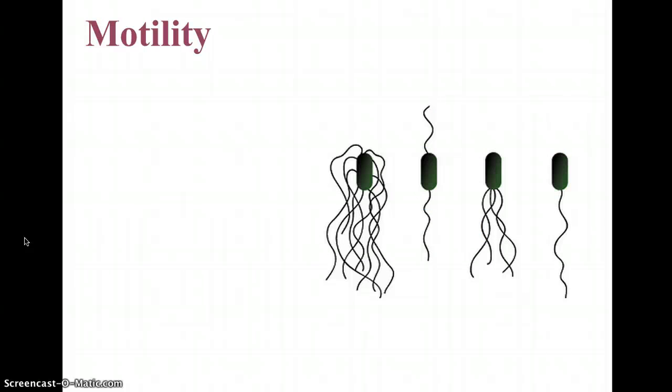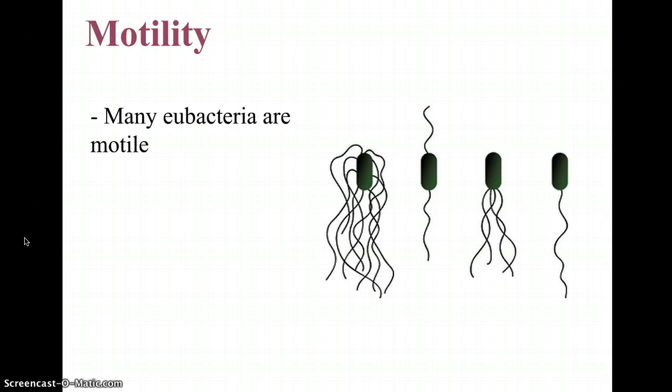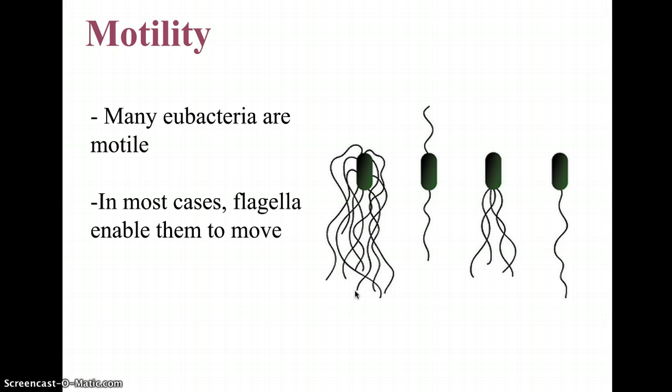Monerans can also be classified based on their motility. Many eubacteria are motile, and there are different ways. They'll mostly use flagella, but there are different arrangements of those flagella.